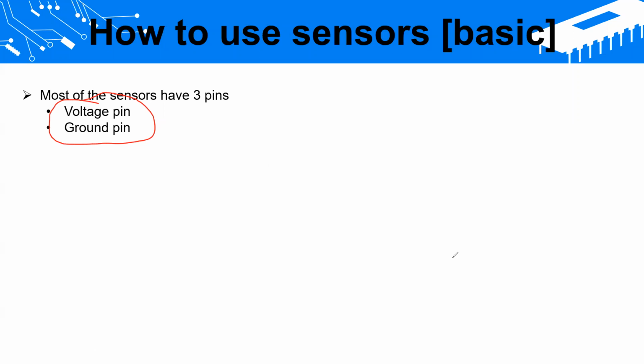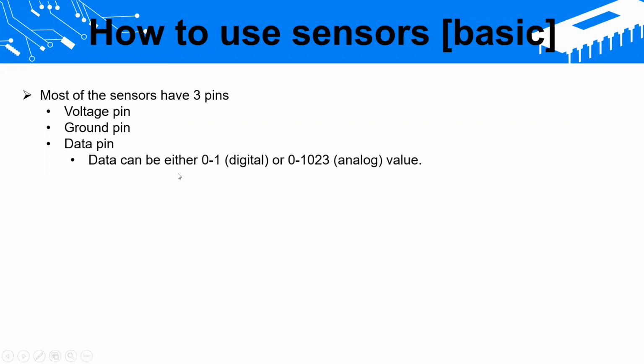Then I said most of the sensors have 3 pins. The next pin we use to communicate the data. That is the data pin. That communication value can be either 0 or 1, or it can have an analog value range of 0 to 1023. So if you are using an analog sensor and getting some analog feed, in that case we need to convert that number.